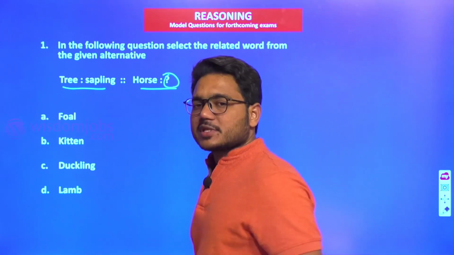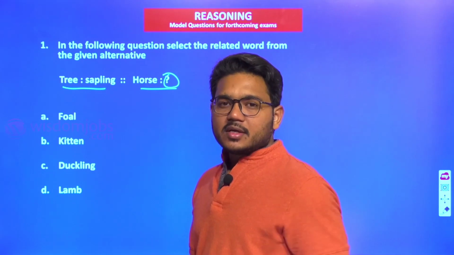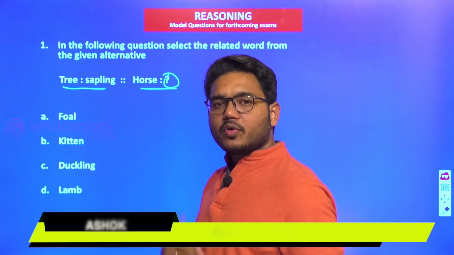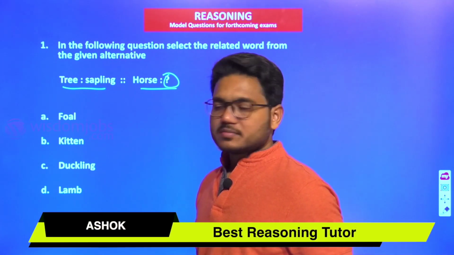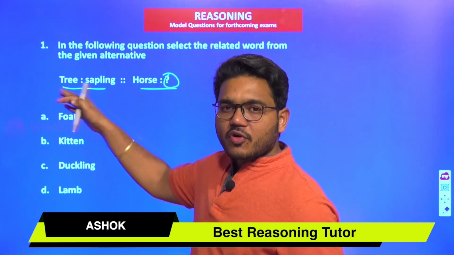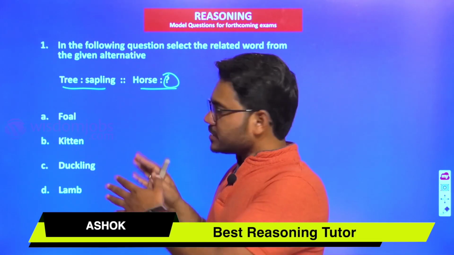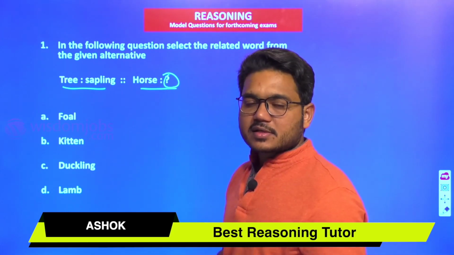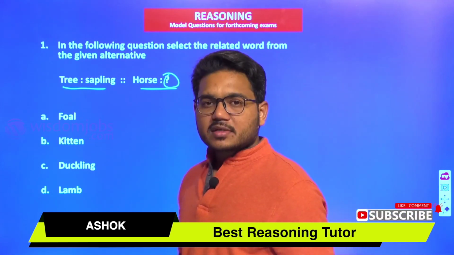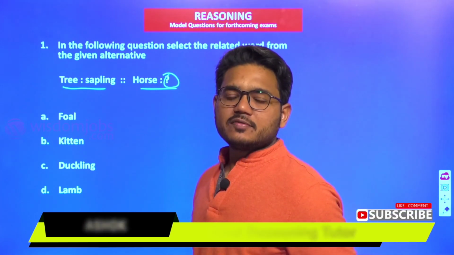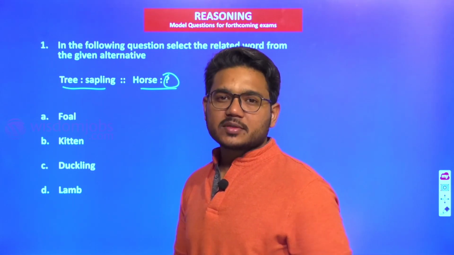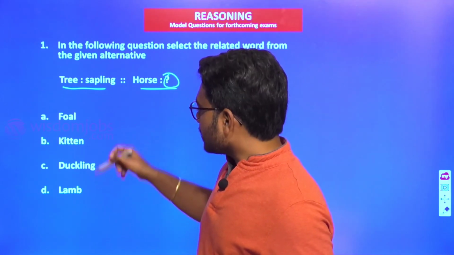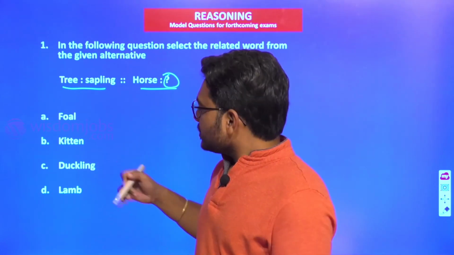So what do you understand from this? Tree and sapling. It is a very basic thing. The tree is the older one, the sapling is the budding one, I mean the younger one. The relation here is the younger form of the first one. So you need to identify the younger one of these. What do you call this younger one? Usually the general word we know is pony, but we don't know some of these words. Directly I give the answer.